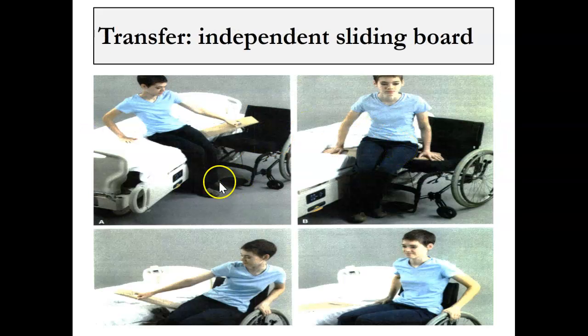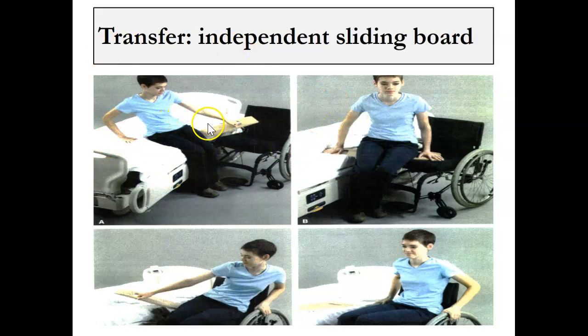Sliding board transfers. This is a sliding board right here. She's going from the chair to the bed with the sliding board. These are tricky. We'll do some of these in the lab. These won't be on the practicum. There may be some questions on the final. You may be dealing with these when you go out in clinicals. These can be tricky. There's really no smooth, perfect way for doing this.